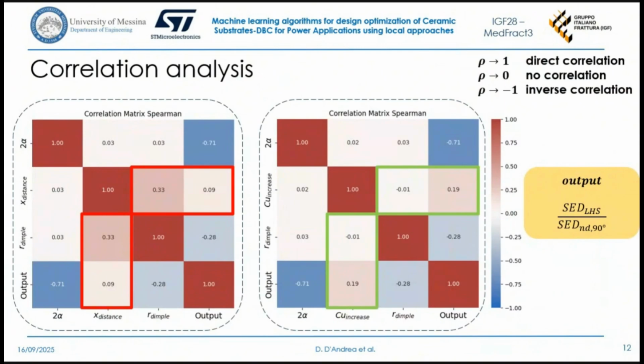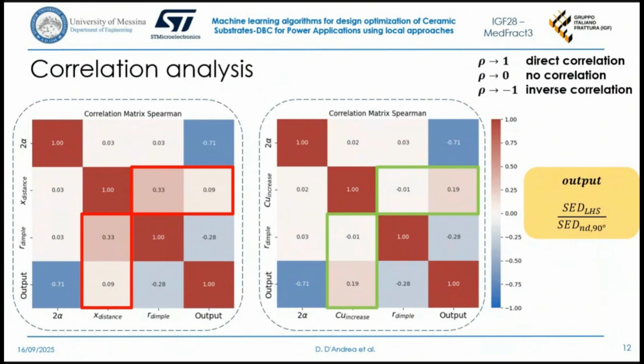After this analysis was performed with a full factorial approach, we tried to obtain another point of view by statistic concepts. And the first step was a correlation analysis in which we investigated how each input variable influenced the output, which was set to be the ratio between the Z calculated for each configuration and the worst possible configuration, which resulted to be the no dimple configuration with an opening angle of 90 degrees.